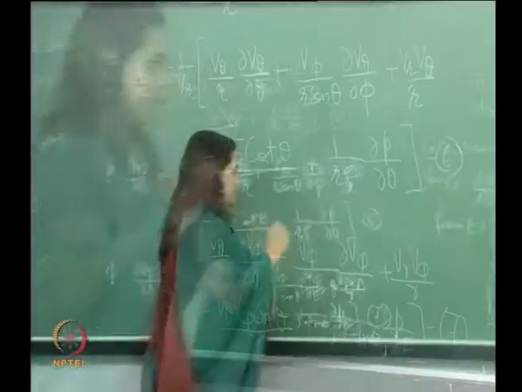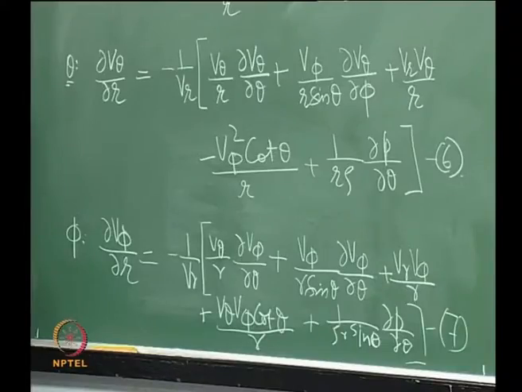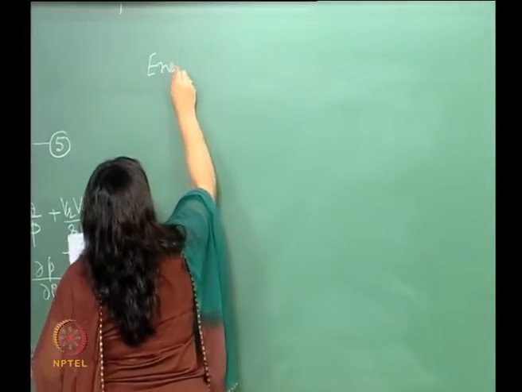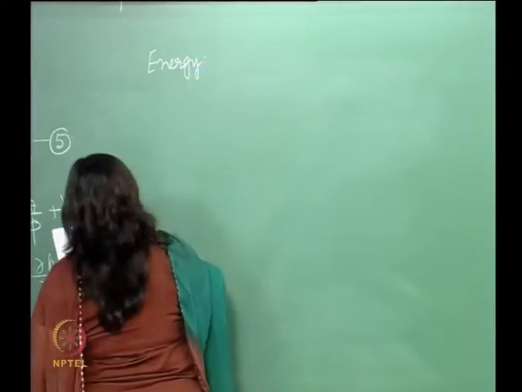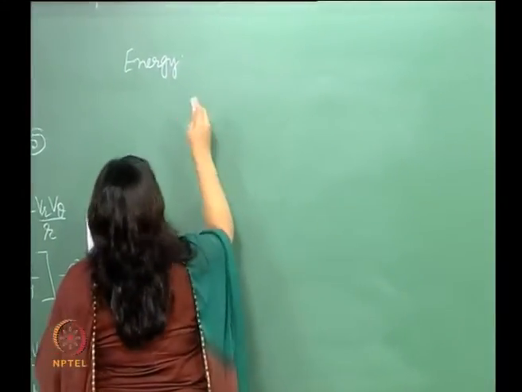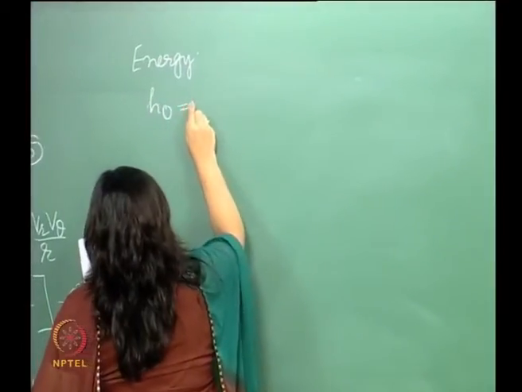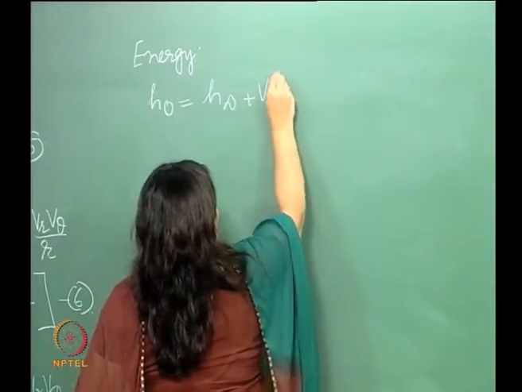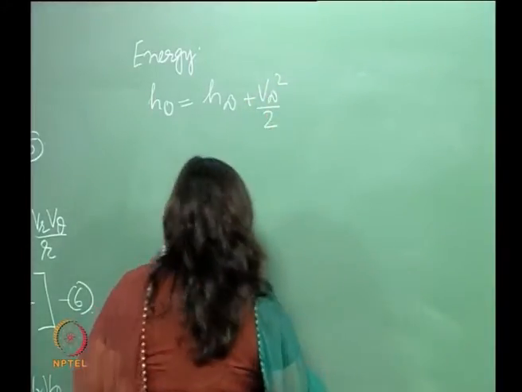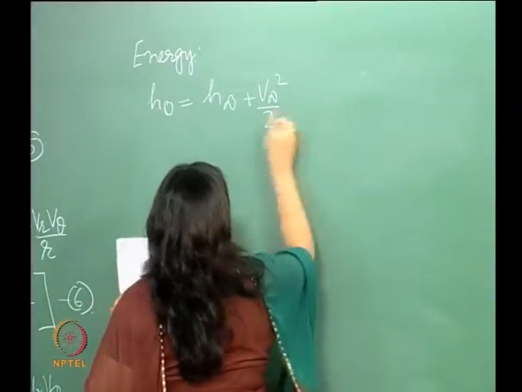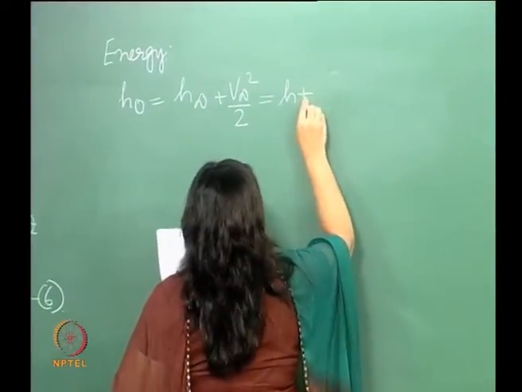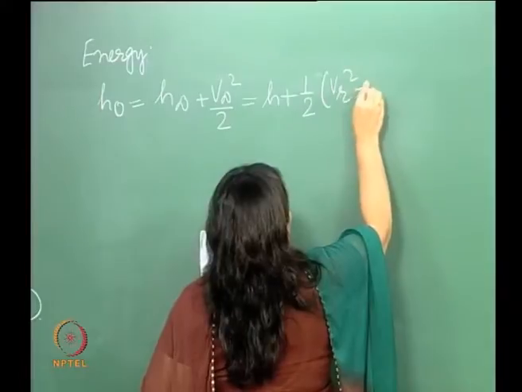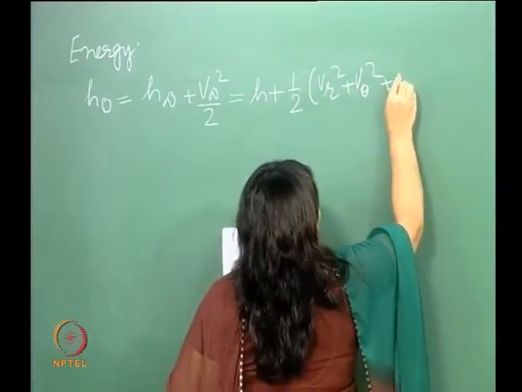Along with this we also need the energy equation. So, the energy equation is total enthalpy, which is equal to the total velocity at one point, isn't it?